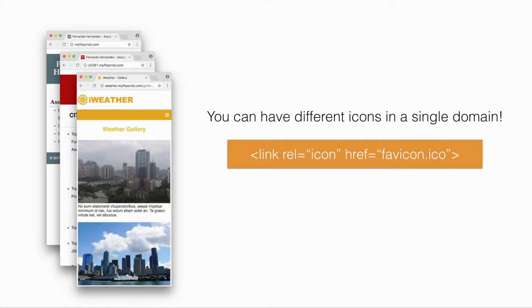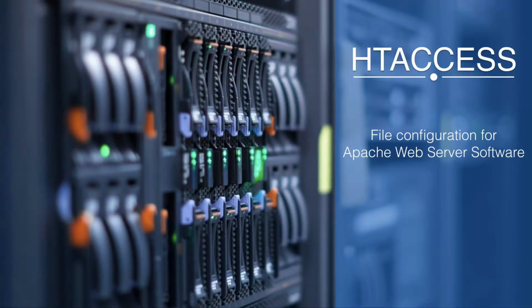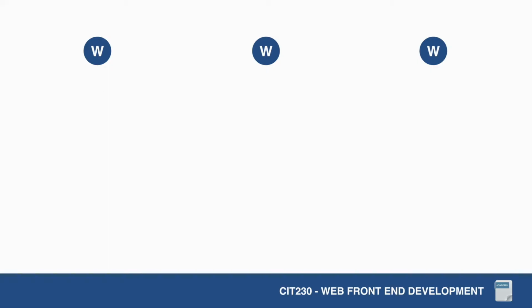Next topic is the htaccess file. This is a file that helps you to configure Apache based web servers. Currently, many hosting providers use Apache as their server software, and that's the case of Bluehost and Dreamhost. But what is this file? Where can I find it, and why is it important to have it?